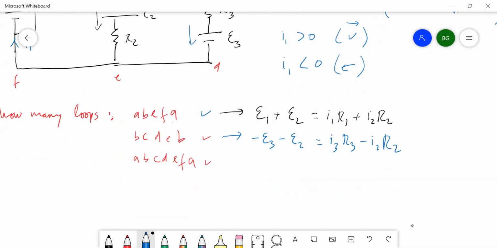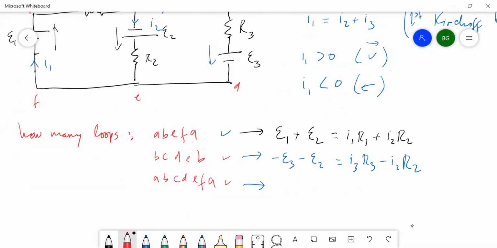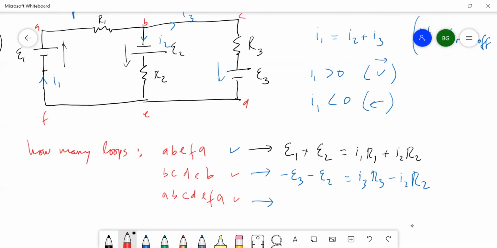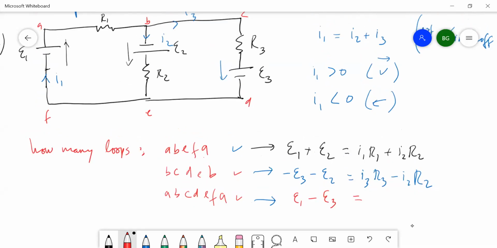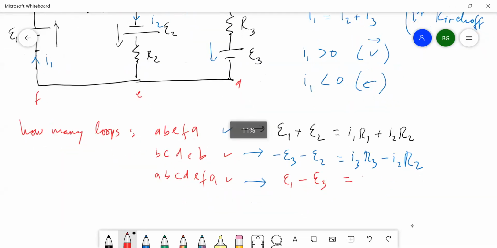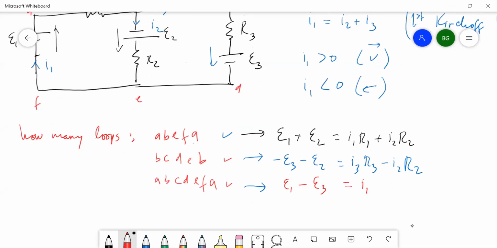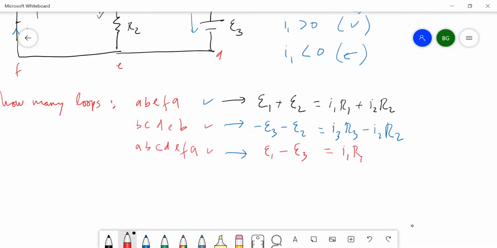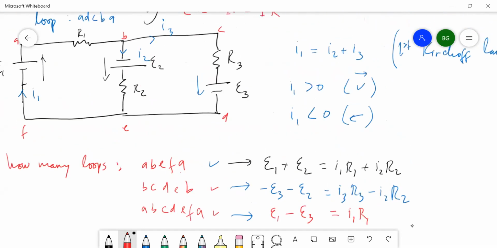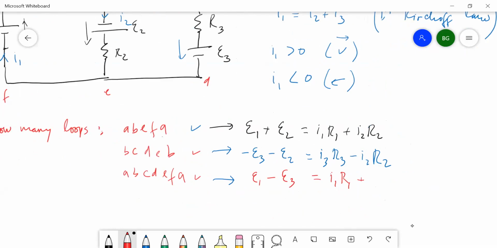Okay. What about this one? The last one. A, B, C, D, E, F, A. Again, we get the positive epsilon 1 minus epsilon 3 equals I1 times R1 plus I3 R3.